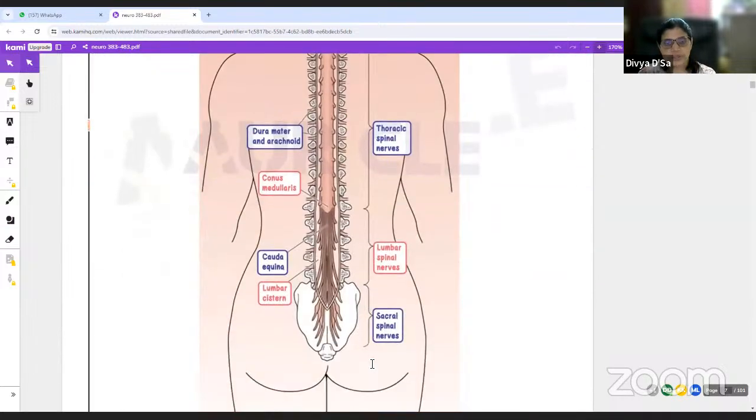Here you can see the conus medullaris. From there, the thin extension is the filum terminale. This is the tuft of nerves, which is called the cauda equina.